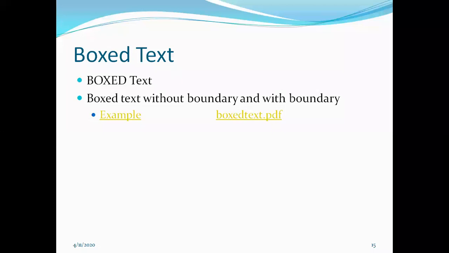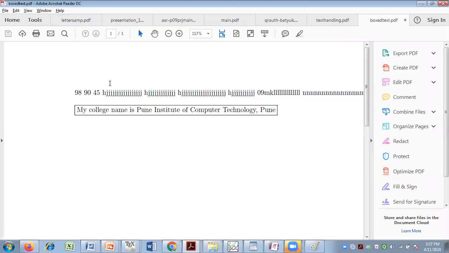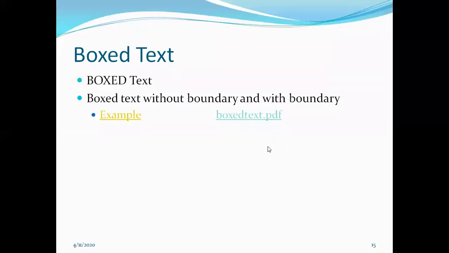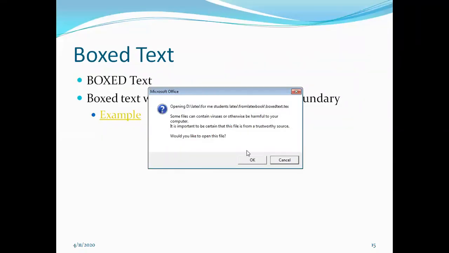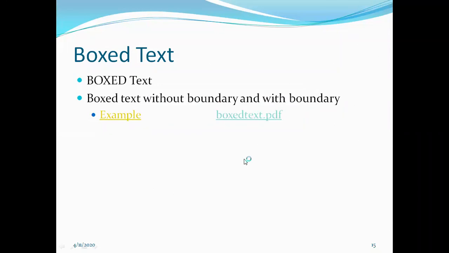Then there are box texts. Box text means such types of text can be created. Actually a box is created, an imaginary box. This is a frame box. My college name is Pune Institute of Computer Technology Pune, in the frame box. We'll see the code of it so you will clearly understand what this is.